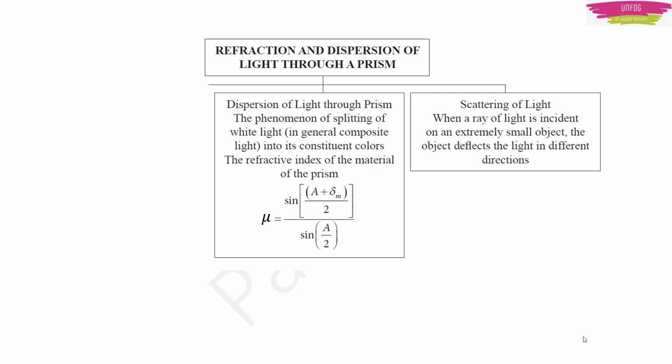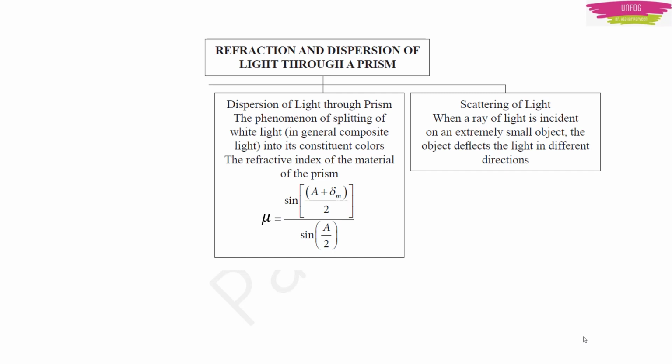But when we are talking about the prism, we should know the refractive index of the material with which that prism is made. That particular prism is made with one particular material, right? So we should know the refractive index of that material. How will you know? This is the formula for that. Refractive index is equal to sine of (A plus delta m) upon 2, divided by sine of A by 2.